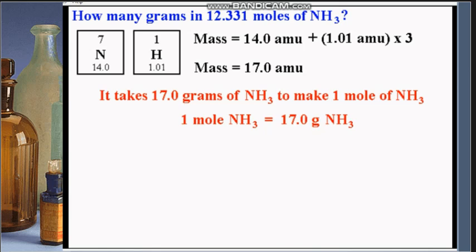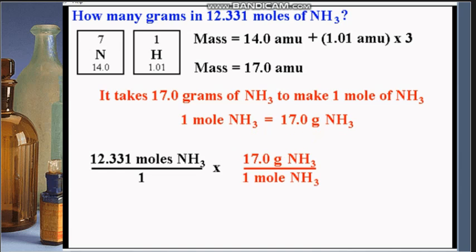Now we can do the conversion. We take the number we have, 12.331 moles of NH3, and we make it a fraction by putting it over 1. Then we multiply by 1, but the expression we use for 1 comes from the conversion relationship. I need to get rid of moles of NH3, so that has to cancel. So moles of NH3 goes on the bottom. I need grams to survive, so they go on the top. So my conversion is 12.331 moles of NH3 over 1 times 17.0 grams of NH3 over 1 mole of NH3. The moles cancel, and I'm left with 209.627 grams of NH3.